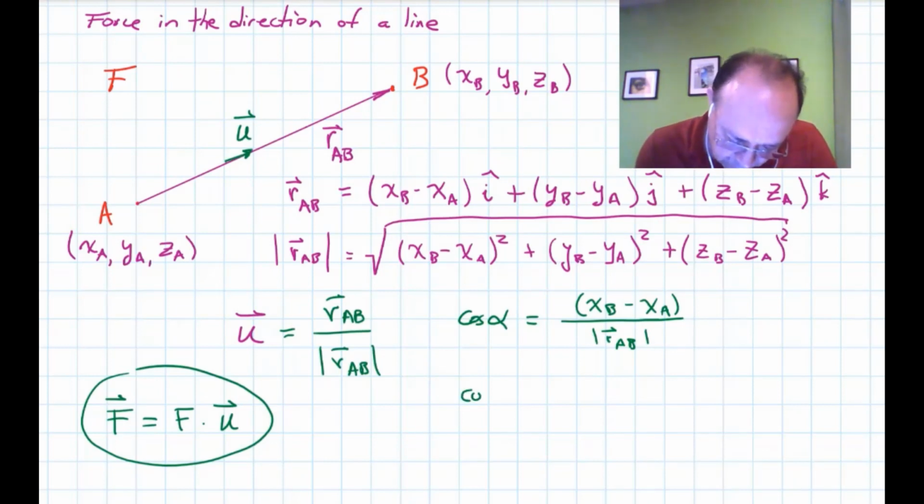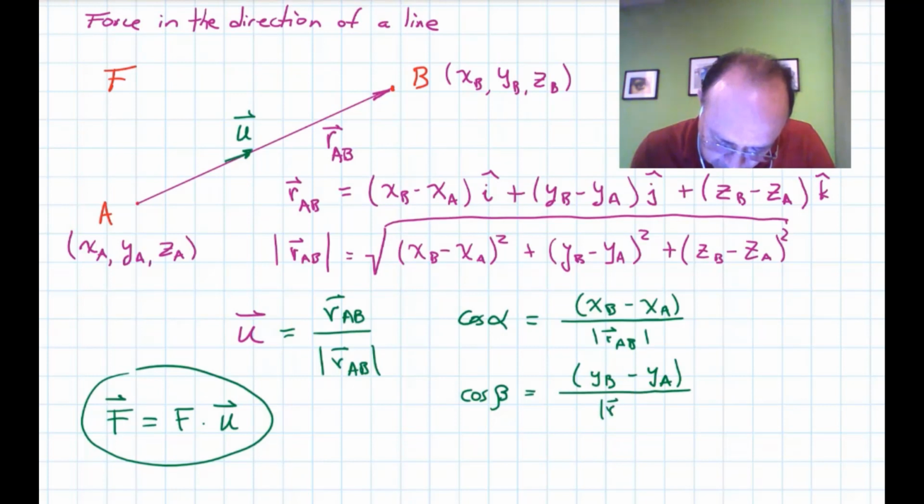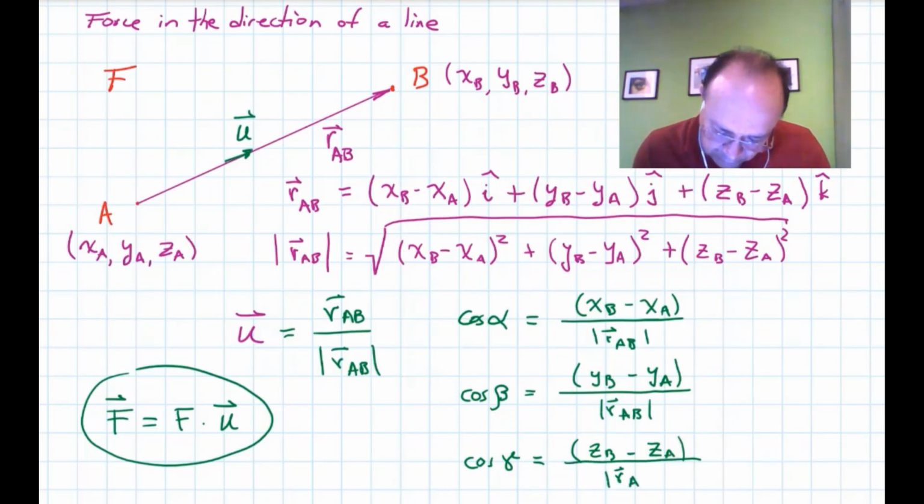Cosine of beta will be (YB minus YA) divided by the magnitude of AB, and cosine of gamma will be (ZB minus ZA) divided by the magnitude of the position vector.